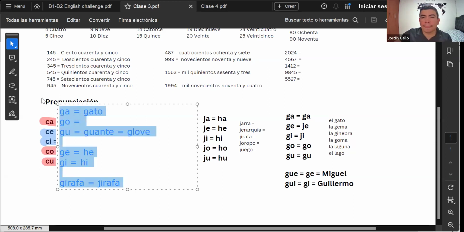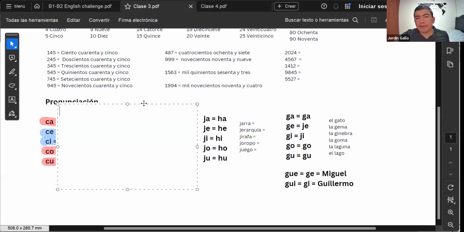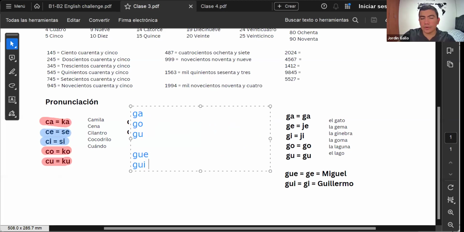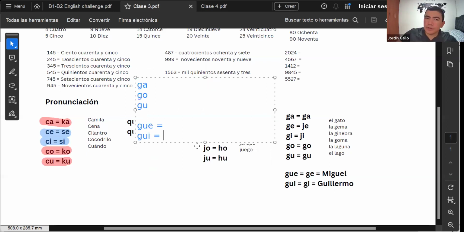And then if you want the sound of ga, go, and gu, but with the letter E or the letter I, you are going to add a letter U between G and E or G and I. And in this case, you are going to have the sound of ge and gi. Usually these combinations are for names. For example, Miguel, that's a name. Guillermo, that's a name.